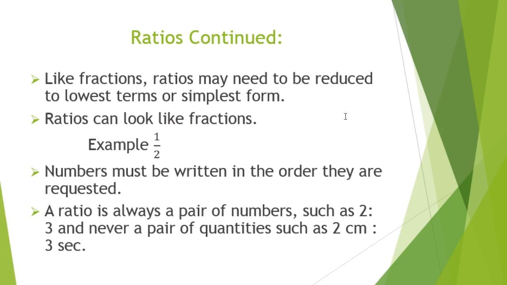Like fractions, ratios may need to be reduced to lowest terms or simplest form. Ratios can look like fractions. Example, 1/2. Numbers must be written in the order they are requested. A ratio is always a pair of numbers, such as 2:3, and never a pair of quantities, such as 2 centimeters, 3 seconds.